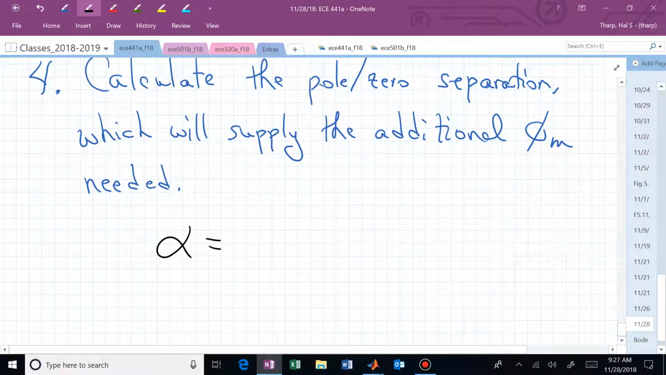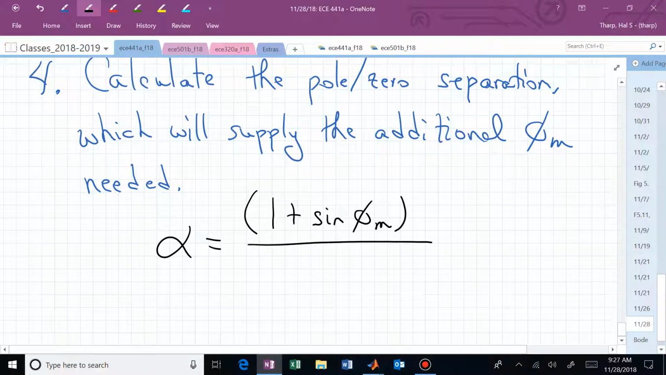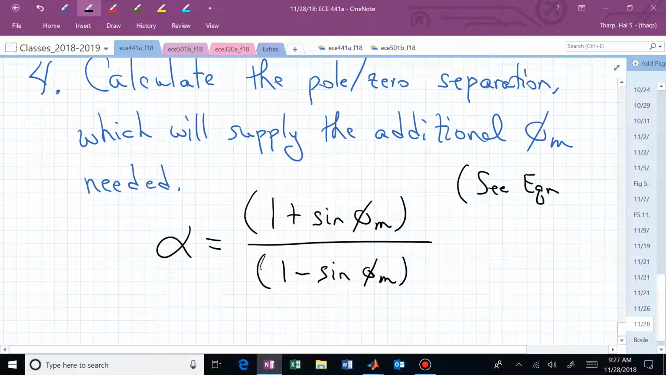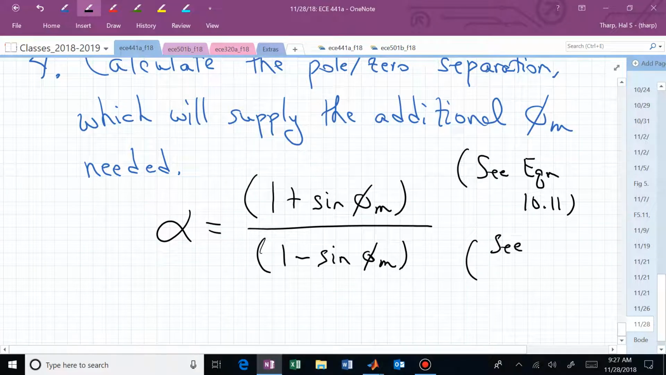And that pole-zero separation, we're going to call alpha in the phase lead design, but it's now 1 plus sine of phi sub m. Remember, you've calculated phi sub m in the previous step, so you can take the sine of that and divide by 1 minus sine of phi sub m, and that tells us how large this pole-zero separation is. You can now refer to equation 10.11, or you can look at figure 10.4 to see how alpha and phi sub m are related.